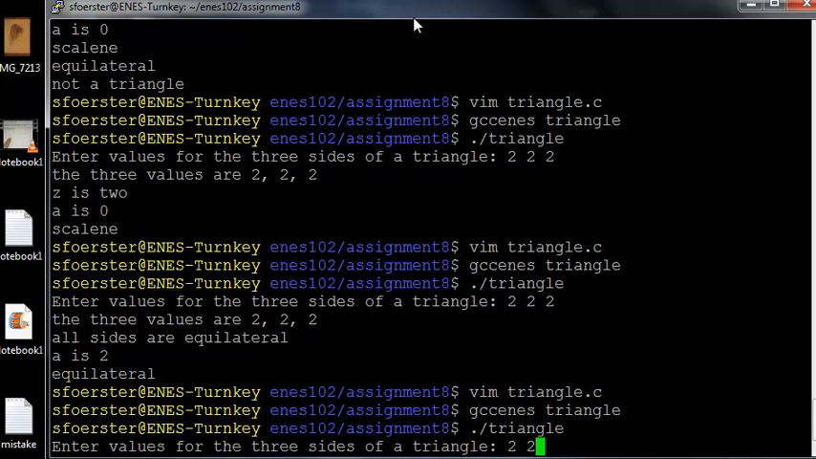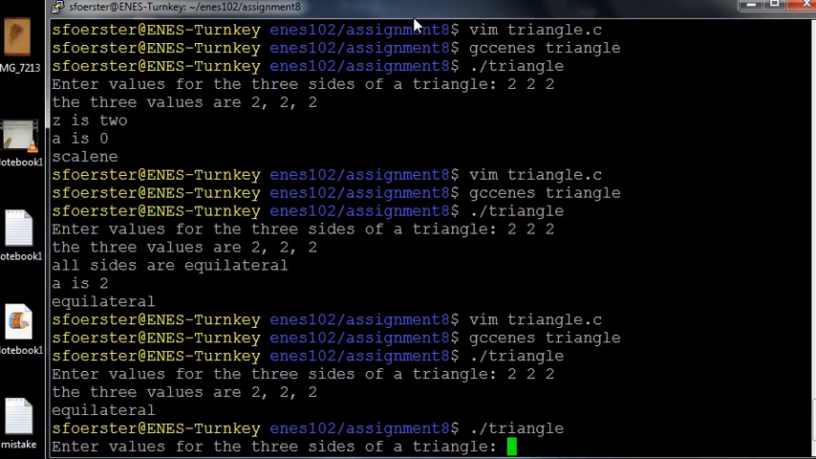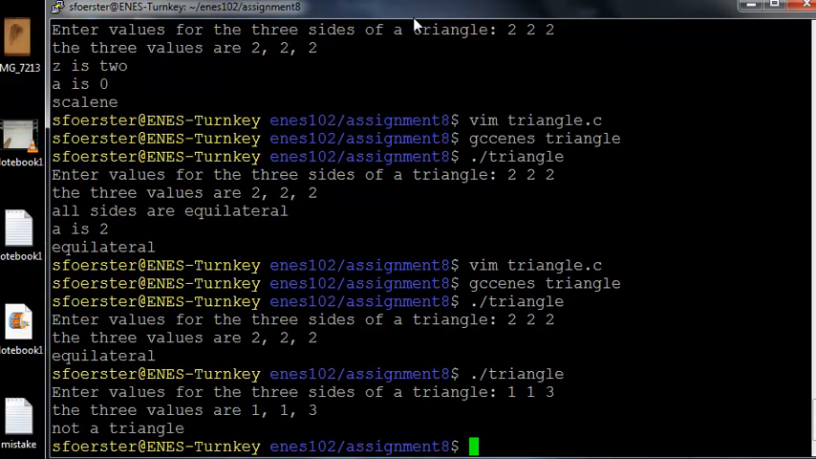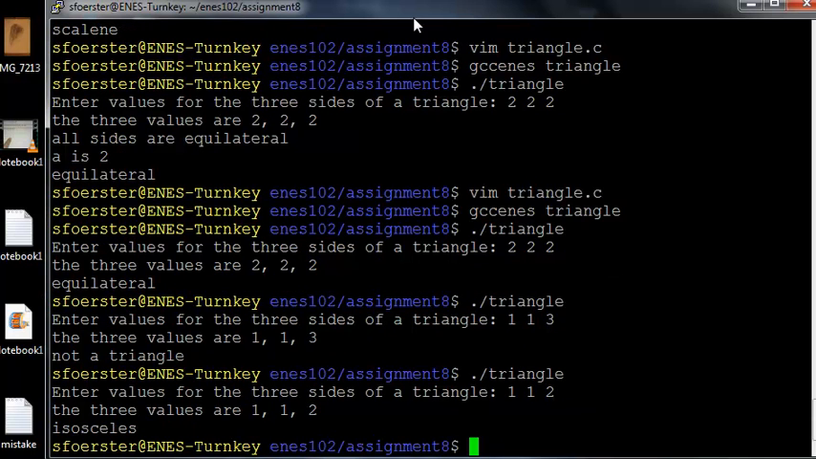Okay, 2, 2, 2. It should just say equilateral. Yes! Alright. 1, 1, 3. It should say not a triangle. Haha! Alright. Let's see. 1, 1, 2. Isosceles! Alright. Okay, I'm going to stop right now.